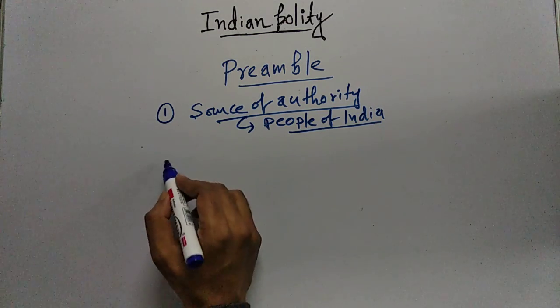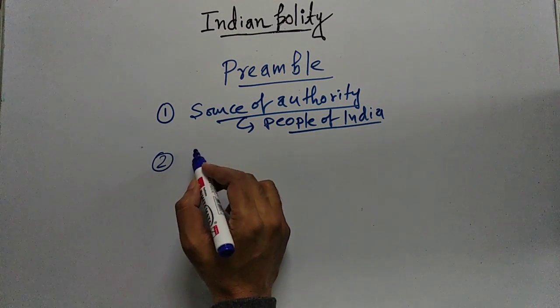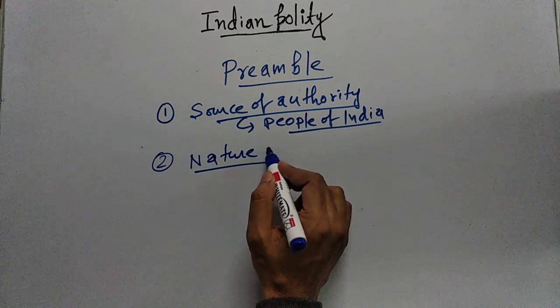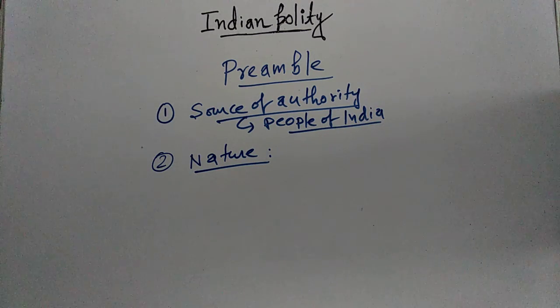Then from the preamble we can get the nature of the Indian state. What is the nature? What we are. What is the nature of the Indian state? What is the nature of the Indian Constitution? We can get it from the text of the preamble. And what is the nature? India is sovereign, socialist, secular, democratic and republic.